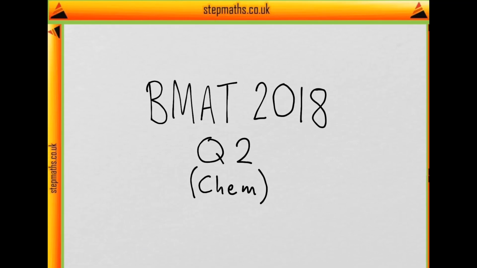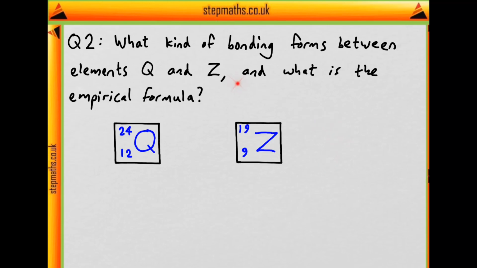This is question 2 on chemistry from the 2018 BMAT. So we're given two elements, Q and Z, and told how they appear in the periodic table. And we're asked what kind of bonding forms between the two elements and what's the empirical formula of the compound that we produce.